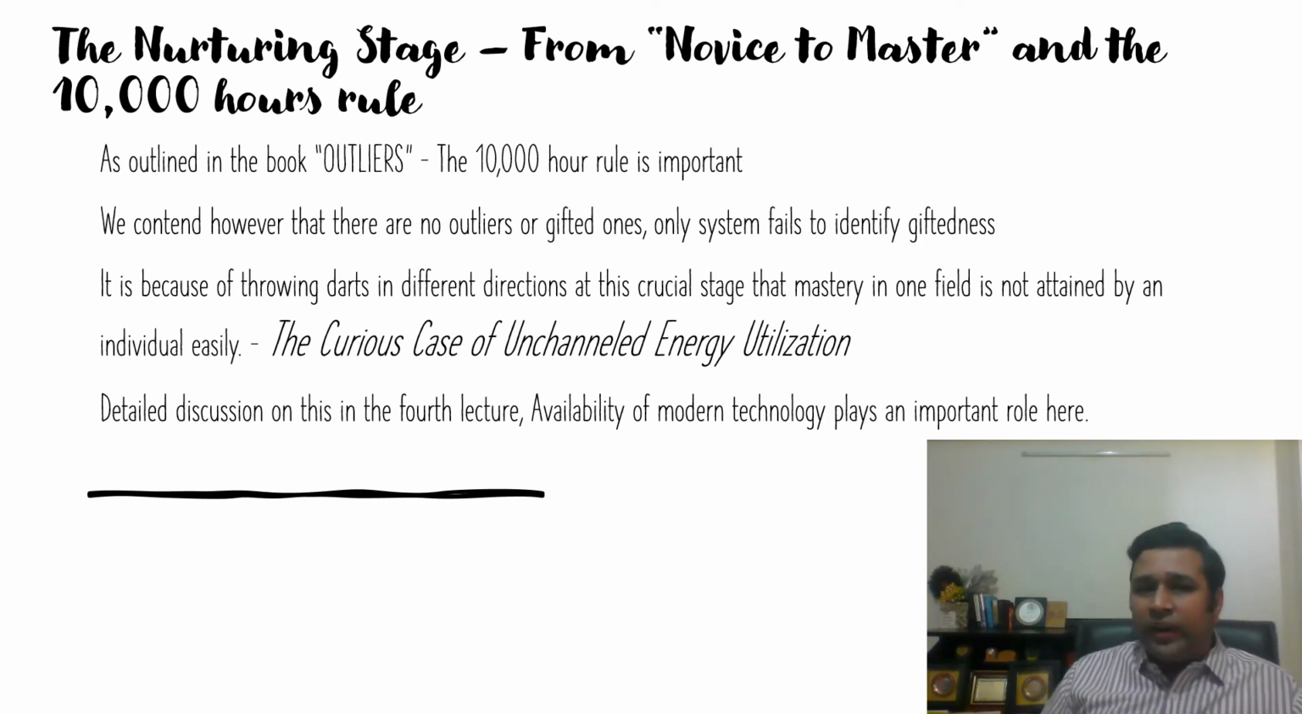We contend, however, that there are no outliers or gifted ones. As we have already talked about, there are no gifted children or outliers. Only the system fails to identify the outlieredness or the giftedness. So that is what the system needs to correct itself in terms of what is the giftedness in the pupil or the student or the child who has come to the system. So that is what needs to be understood in greater detail. It is because of throwing darts in different directions at the crucial stage that mastery in one field is not attained by an individual easily.